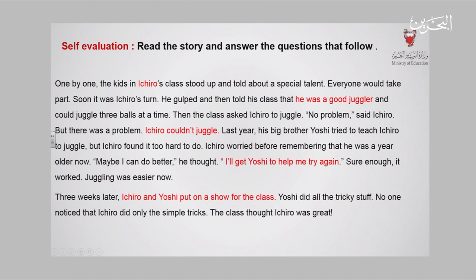3 weeks later, Orcho and Yoshi put on a show for the class. Yoshi did the tricky stuff. No one noticed that Orcho did only the simple tricks. The class thought Orcho was great.